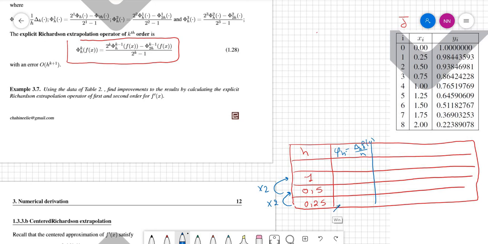So in the first case in here, to calculate this number, this is the explicit approximation using a step size of 0.25. If we go back to the table, it means that it's (yi+1 minus yi) over (xi+1 minus xi), and this will give a number like minus 0.0622, etc.